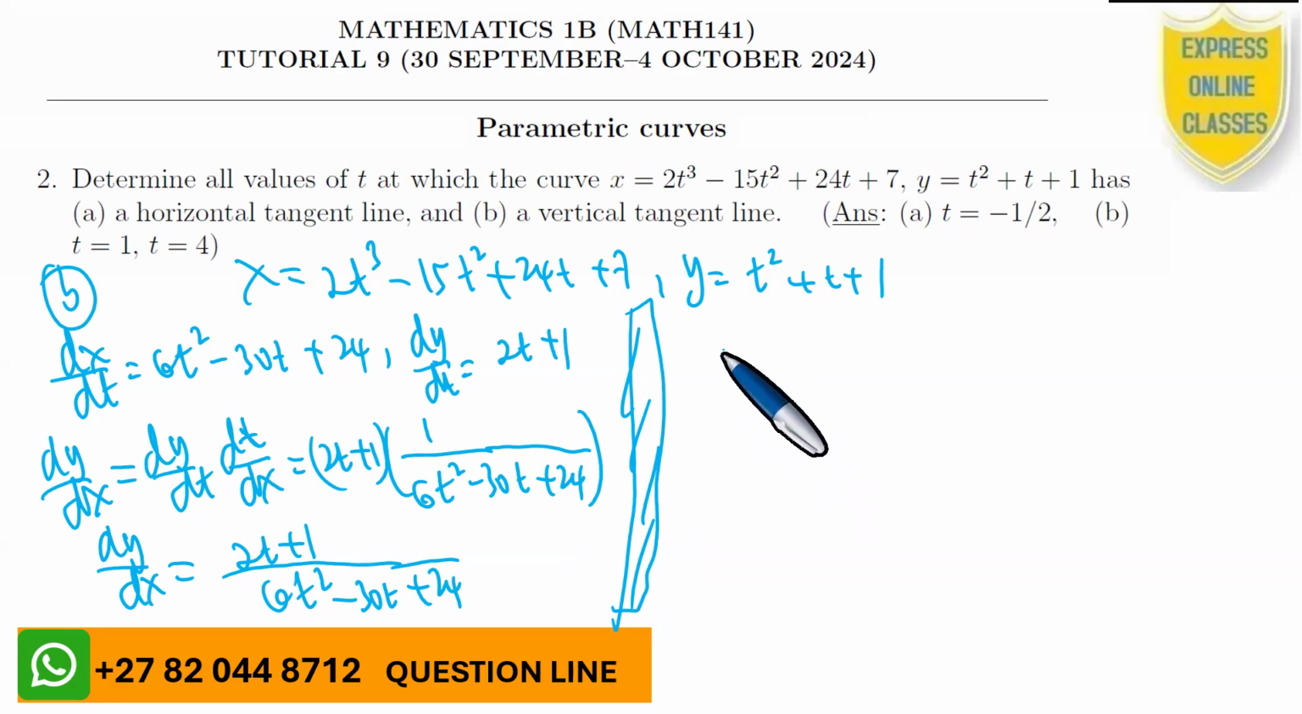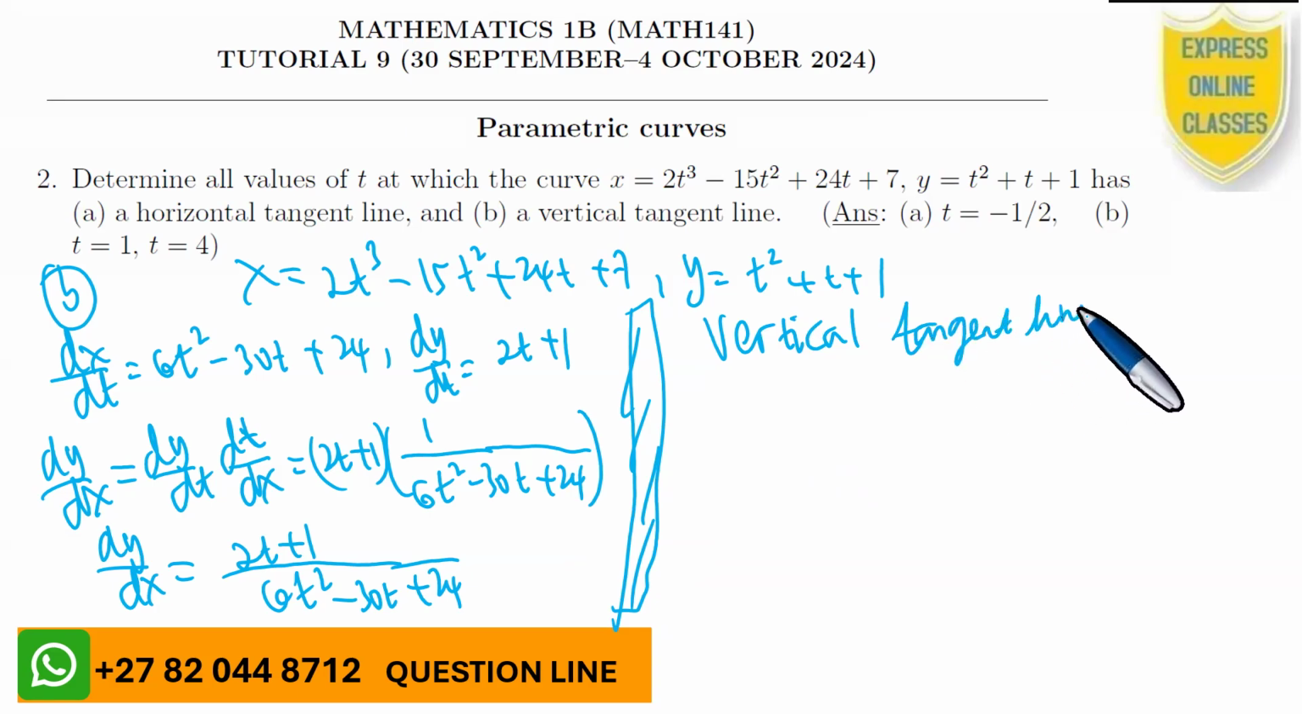It is the fact that now we are dealing with a vertical tangent line. So when we're dealing with a vertical tangent line, and it is vertical, it means that the slope, so dy/dx, would be either plus or minus infinity.